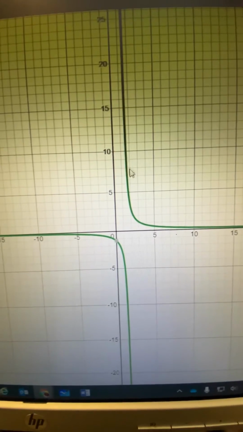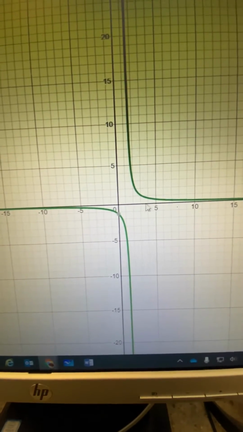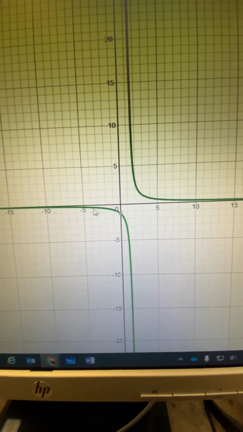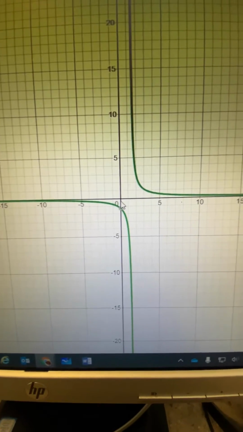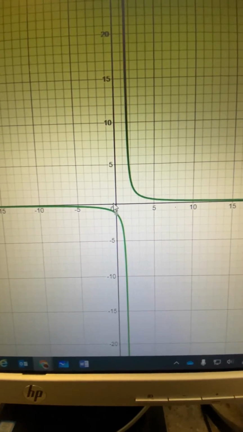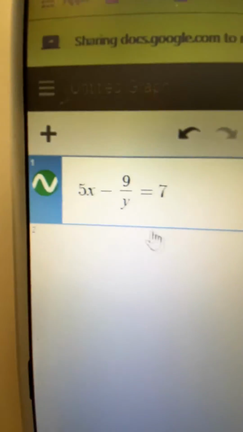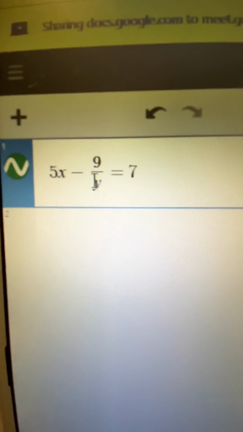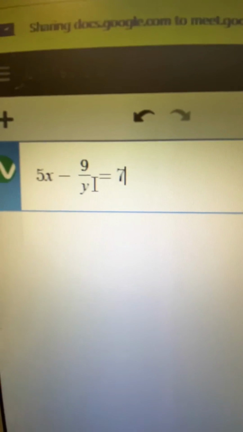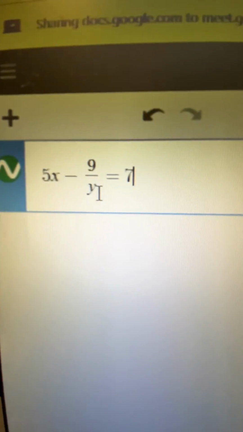It goes down here, then it goes to the right. And notice that it never touches this line here, y equals 0. The reason it never has an answer for y equals 0, or a point there, is because if you let y equal 0, you're going to get 0 in the denominator, and you can't have a 0 in the denominator. 9 divided by 0 is undefined.